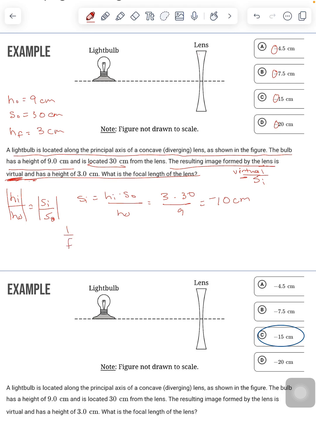So I'm going to do 1 over F is equal to 1 over SO plus 1 over SI. This is the thin lens equation, and I'm just going to solve for F. So I have 1 over F is equal to 1 over 30 plus 1 over negative 10. The common denominator here would be 30, so it's going to be 1 and then negative 3. So I get negative 2 over 30, and that's 1 over F. That means F is equal to negative 15, which is the answer that we see here.